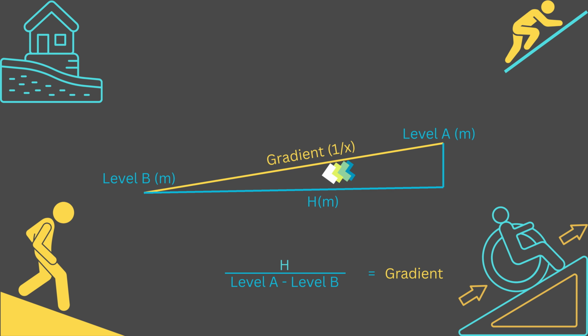If you are unsure how to calculate the gradient of the path, take the horizontal length of the path and divide it by the difference in level from the top of the path to the bottom. This will get you a gradient in the format 1 in X.